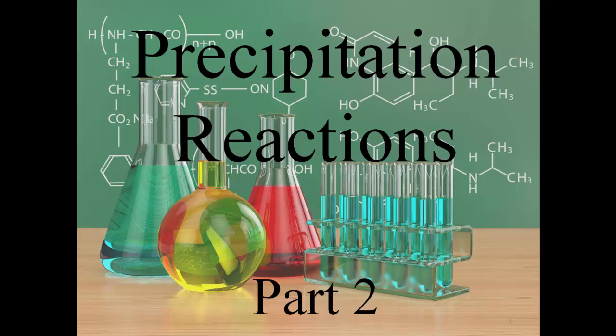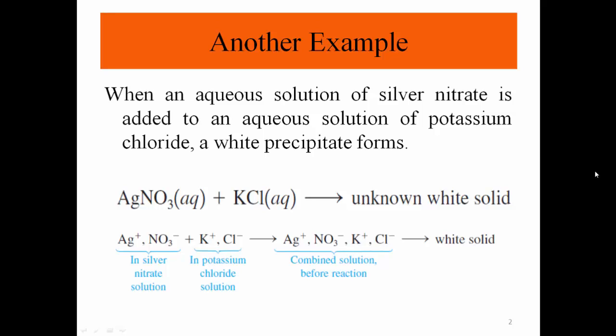Okay, this video is the second part of precipitation reactions. Let's have another example in this video. So when an aqueous solution of silver nitrate is added to an aqueous solution of potassium chloride, a white precipitate forms.